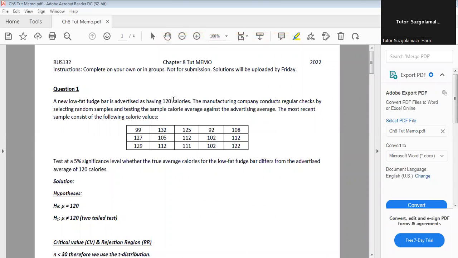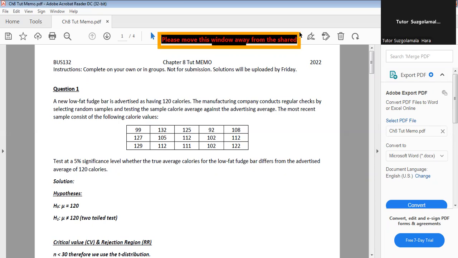So you can see here there are two samples. So they are testing sample. Let me stop sharing because I think it's not working. I must share again.